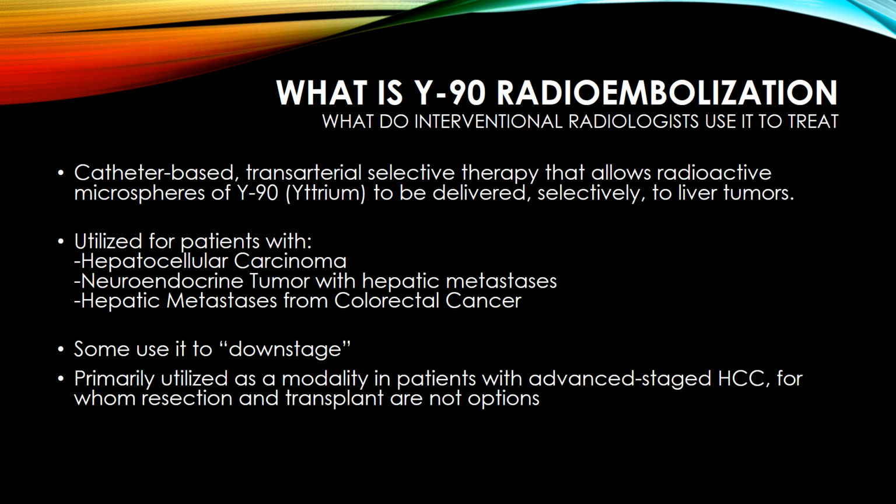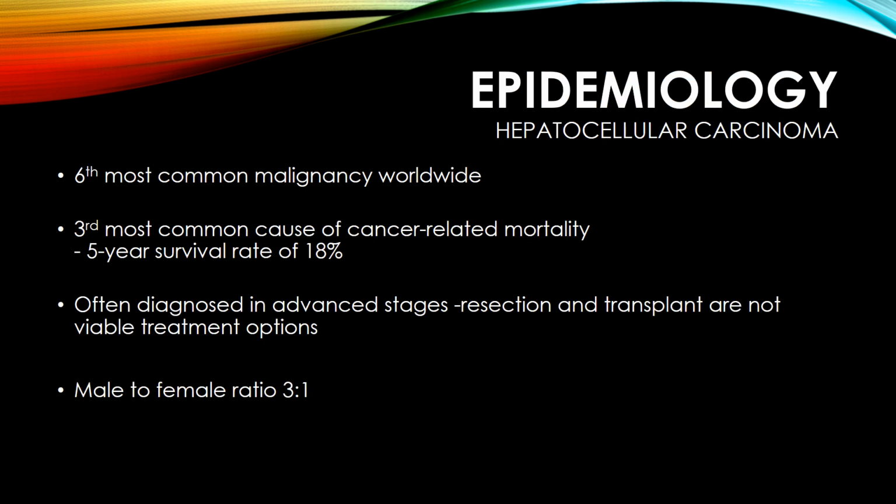Looking at epidemiology, HCC is the sixth most common malignancy worldwide and the third most common cause of cancer-related mortality, with a 5-year survival rate of just 18%. It's often diagnosed in advanced stages where resection and transplant aren't options anymore, and sadly this is the case in up to 77% of these patients. And there is a male to female ratio of 3:1, meaning males are affected more.